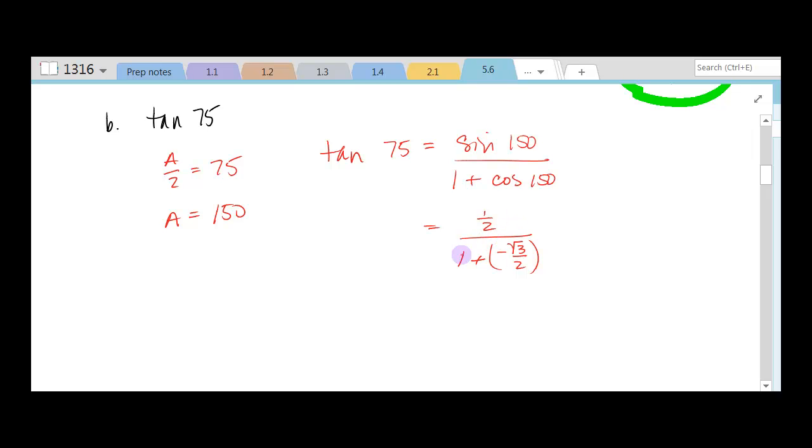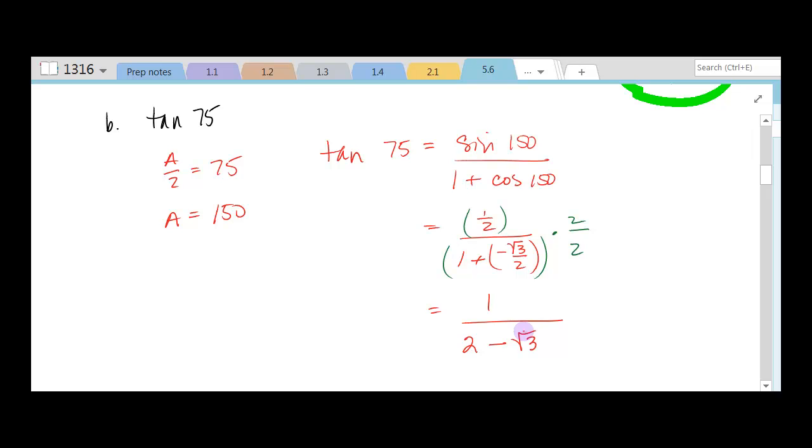So this is what I would replace the sine and cosine with to get something that looks like this. Now again, I have these complex fractions and I want to get rid of them. So if I look in the numerator, this denominator is 2 and this denominator is a 2. So I can multiply the top and bottom by 2 to get rid of my fractions. The numerator becomes 2 times 1/2, which is just 1. And the denominator, when I multiply by this 2, this 2 is going to cancel with that 2, giving 2 minus the square root of 3. So far, this is what I have.